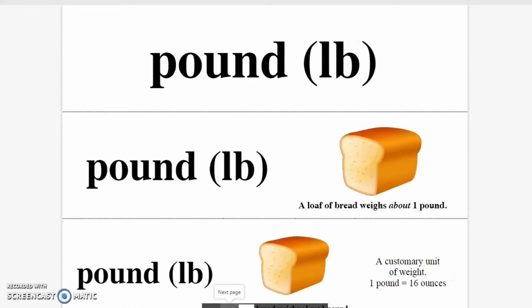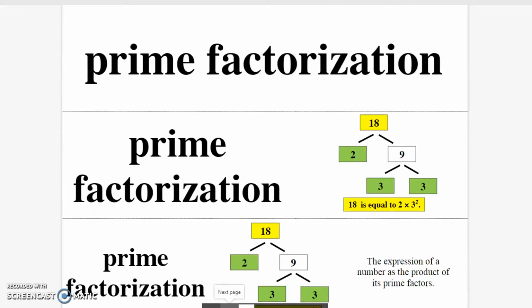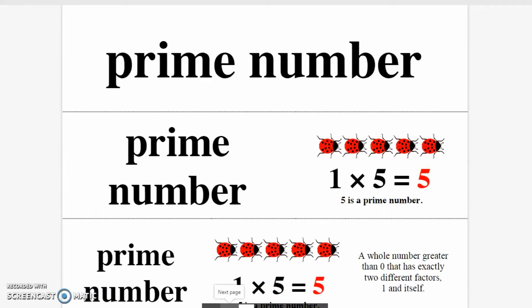Pound. A customary unit for weight. 1 pound is 16 ounces. Prime factorization. The expression of a number as the product of its prime factors. Prime number, a whole number greater than 0 that has exactly two different factors, 1 and itself.